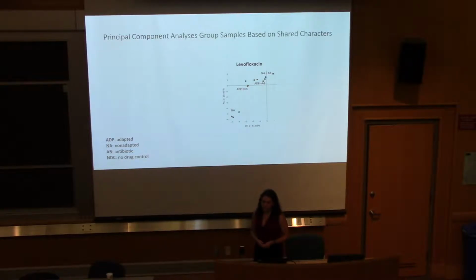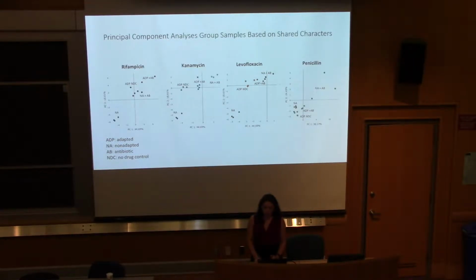In the levofloxacin sample, we can see the distinct brown cluster at the top of non-adapted treated bacteria, which is separate from the orange cluster of adapted, non-treated and treated, which is also very far removed from the non-adapted, untreated cluster at the bottom. And we see these same clustering patterns in rifampicin, kanamycin, and penicillin-adapted samples.